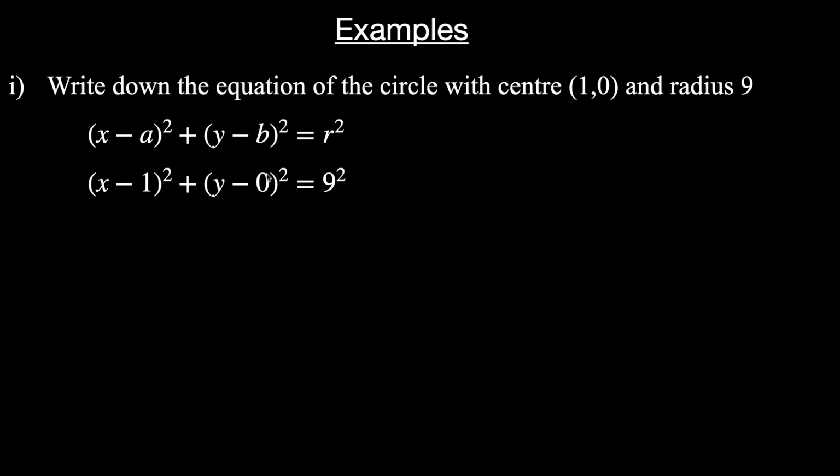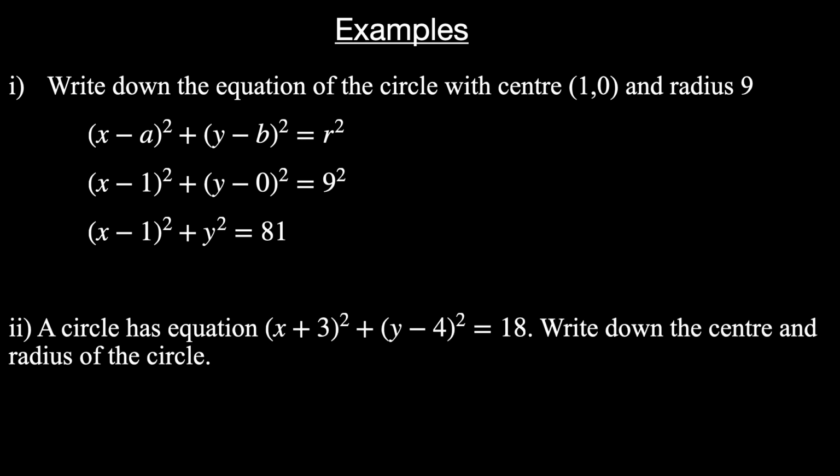Now we're not going to leave that 0 there. There's no point writing y take 0. That would just be y. So we can just write y squared, and we also want to square 9. So we get (x take 1) all squared plus y squared equal to 81. And that's our final answer for that question.